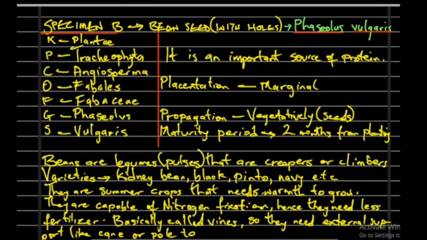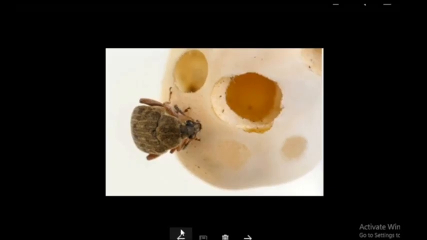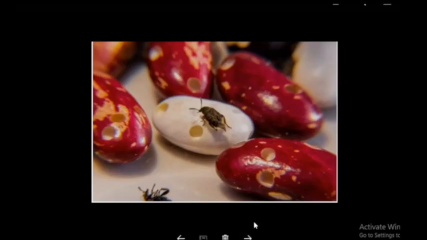So if you are to see what the organism looks like, this is what it is. This is the bean seed, the one that has holes. You can see holes around the seed. You can see that the seed has been eaten up by the weevil. The seed has been eaten up by the bean weevil. You can see holes here.